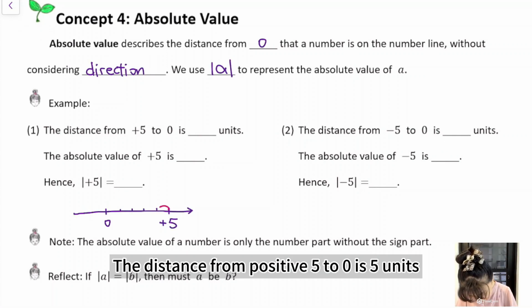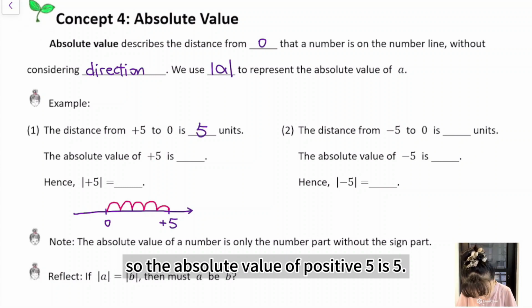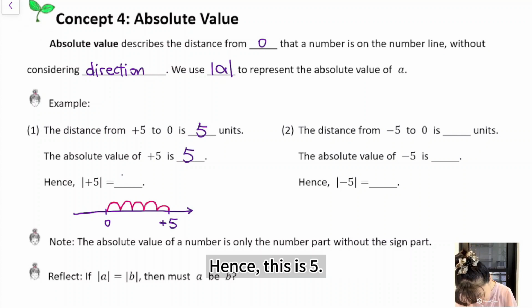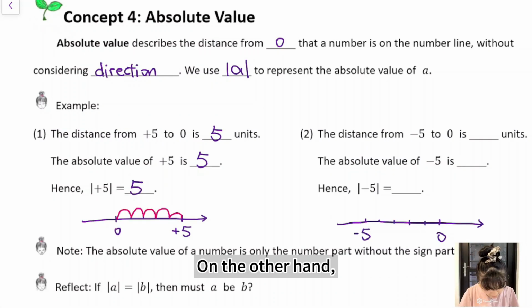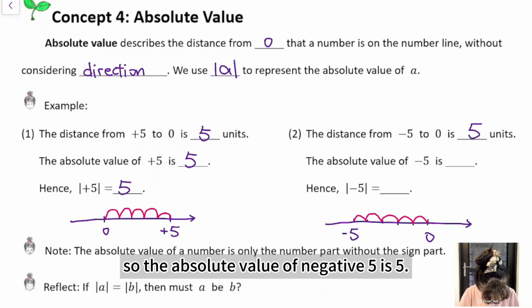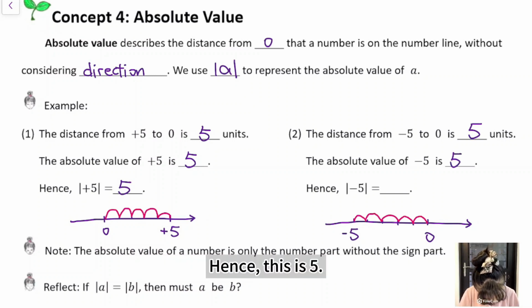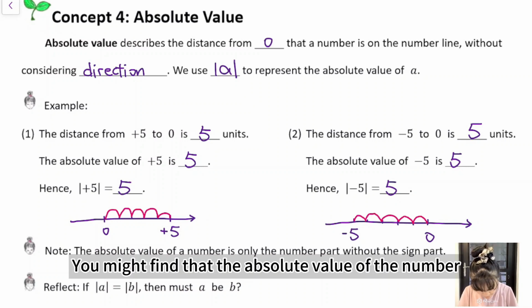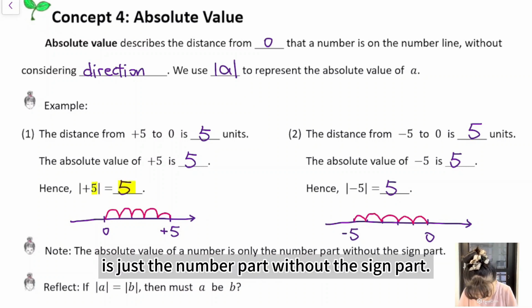The distance from positive 5 to 0 is 5 units. So the absolute value of positive 5 is 5. Hence, this is 5. On the other hand, the distance from negative 5 to 0 is 5 units. So the absolute value of negative 5 is 5. Hence, this is 5.